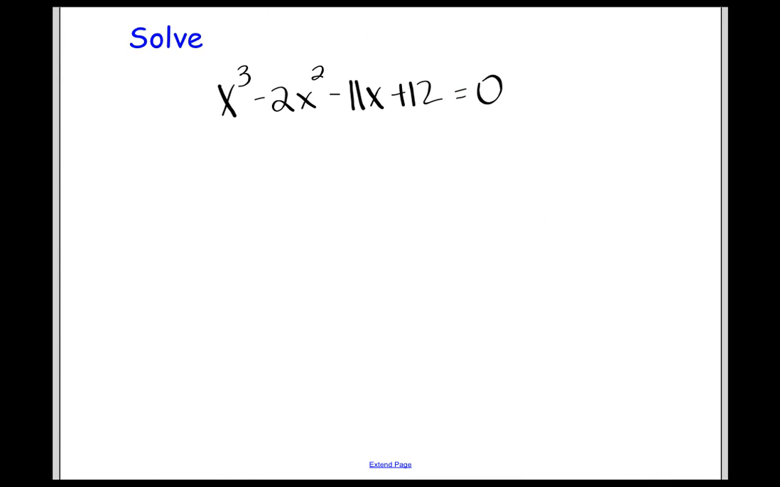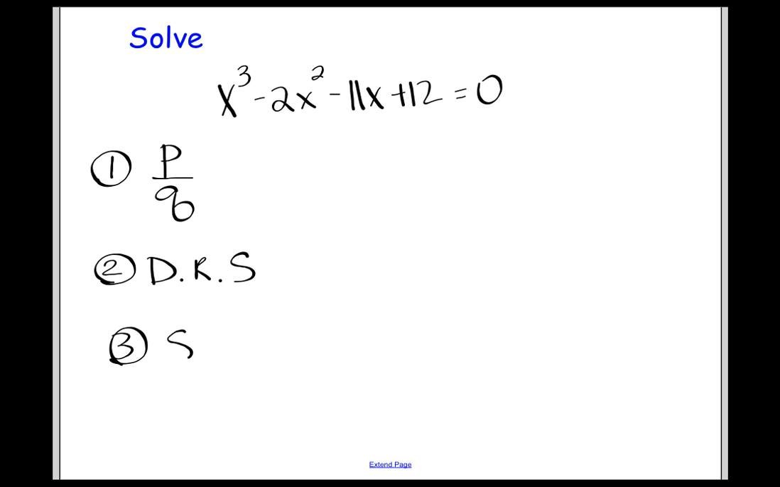Alright, I'm going to give you one that I want you to try. So I want you to work this out, I want you to solve this equation, and I want you to bring your solutions to class tomorrow. Remember, the first thing you need to do is to find your p over q's, your possible rational roots. Then you're going to use Descartes' rule of signs to decide how many positive, how many negatives. And lastly, you're going to use synthetic division to solve and find the solutions.